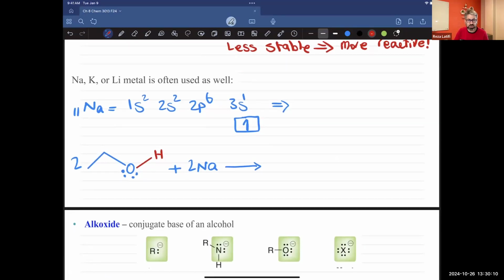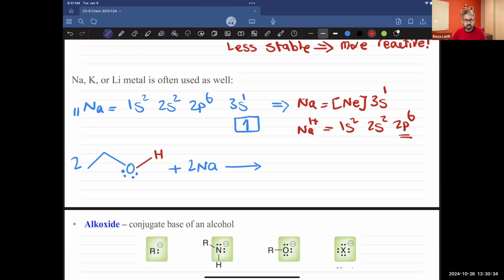sodium, potassium, or lithium. Why those metals? Because if you write the electron configuration, for example, sodium is equal to neon and then 3s1. The last layer has 1 electron. And if they lose that electron and turn, for example, to sodium +1, in that case, you get 1s2, 2s2, and then 2p6. The last orbital will be fully occupied, and the system will be stable. And so that's the reason they are strong reducing agents.